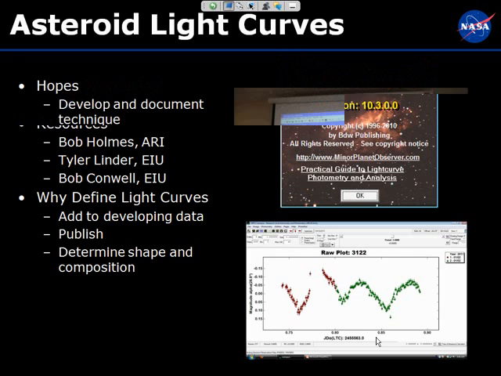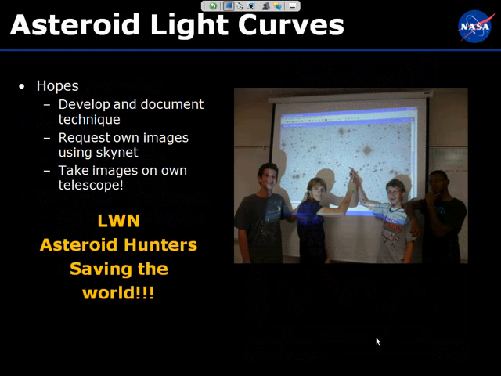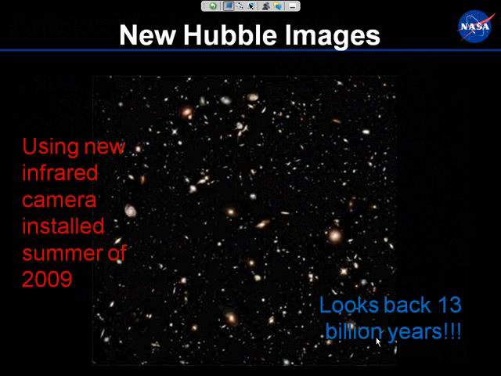Okay, so our hopes are to develop and document the techniques that we're using, request our own images using Skynet, and take our own images on our own telescope to do these light curves. And that stuff will be contributing to, there's not a whole lot of light curves out there, and we'll be able to publish this information and possibly publish a paper, and of course save the world. That's always important. And I always just stick these Hubble images on because I like it.